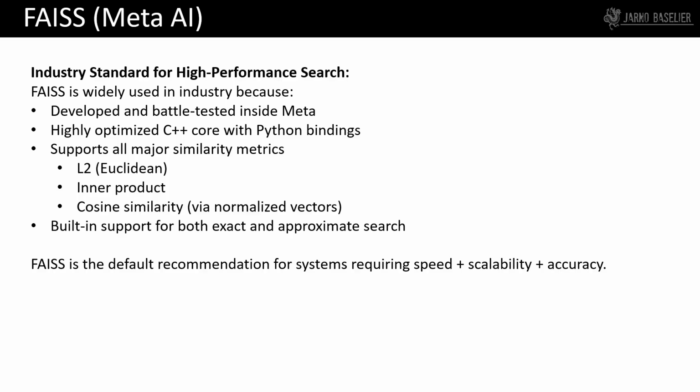The industry standard for high-performance search, well, FAISS is widely used in industry because it's developed and battle-tested inside Meta. It is a highly optimized C++ core with Python bindings. It supports all major similarity metrics like L2 or Euclidean, inner product, cosine similarity through normalized vectors, and it has built-in support for both exact and approximate searches. FAISS is the default recommendation for systems requiring speed, scalability, and accuracy.